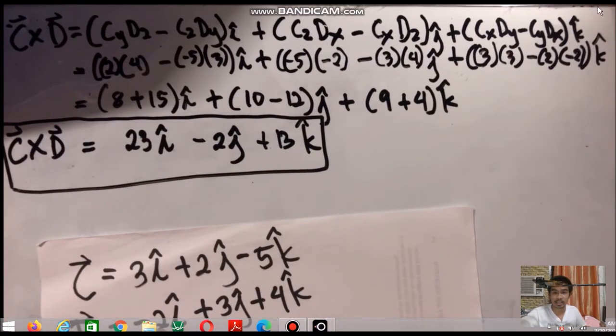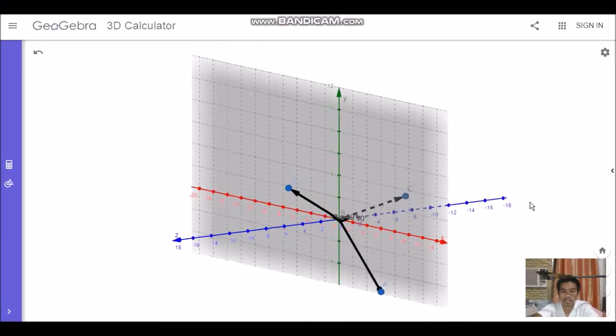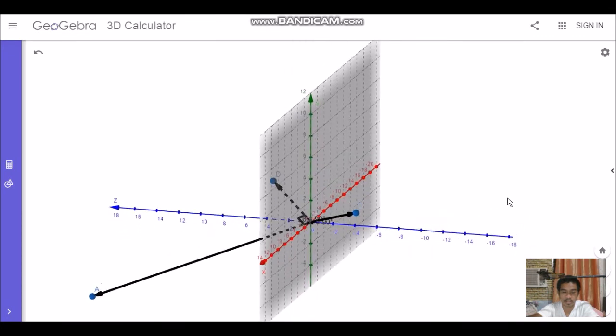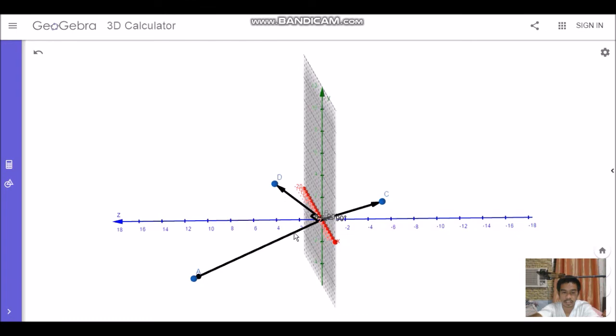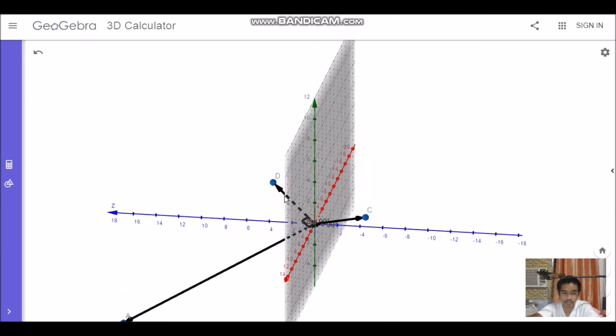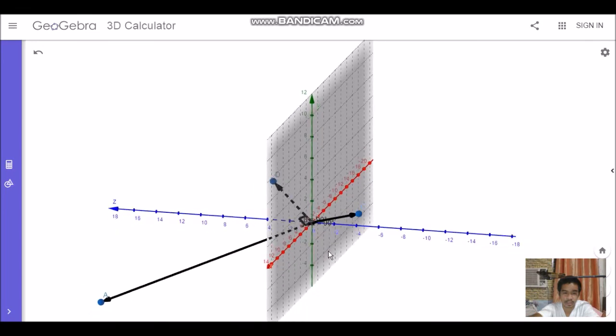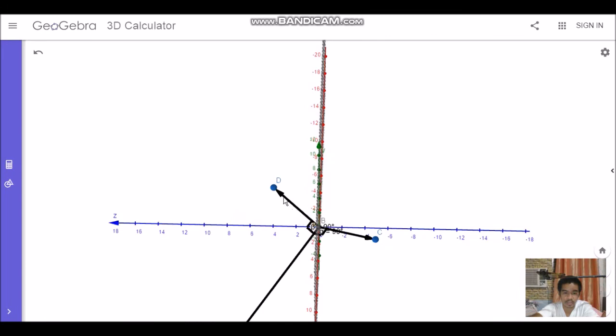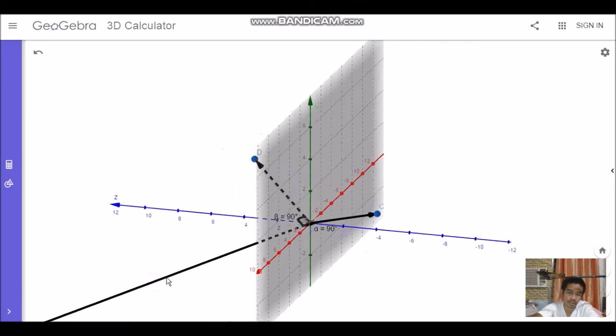So let us see in the graph. This is how the two given vectors look, vector C and vector D, and the cross product, which I named vector A. As you can see, the cross product of vector C and vector D, which is vector A, is perpendicular to vector D as well as vector C. Look, it's a 90 degree angle formed by vector C and vector A. Again, vector A is the cross product of vector C and vector D, and it also forms a right angle between vector D and this vector product.